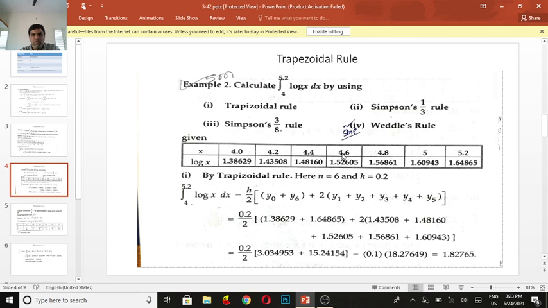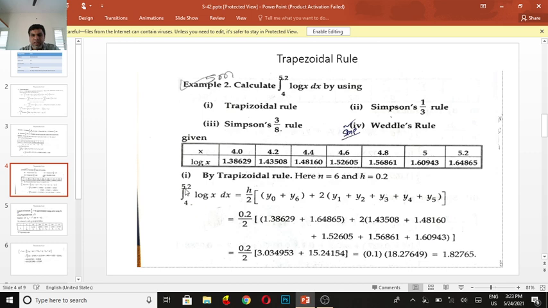You have observed the interval differences: 4.2, 4.4, 4.6, 4.8, 5, 5.2. These intervals are equal, and the difference of the intervals is 0.2. So for the trapezoidal rule, there are 6 divisions: 1, 2, 3, 4, 5, 6. So each interval is equal to 0.2.